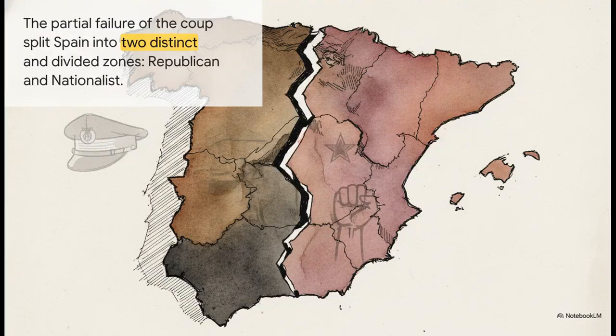Now, the absolutely crucial takeaway here is that the military coup, as a catalyst for a swift overthrow, failed. The government, led by Santiago Casares Quiroga, faced a rebellion that was only successful in about a third of the country. This partial failure essentially split Spain directly down the middle into two distinct zones, the Republican zone, which remained loyal to the government, and the Nationalist or rebel zone. Because neither side had absolute supremacy, the nation was plunged headfirst into a grueling civil war.